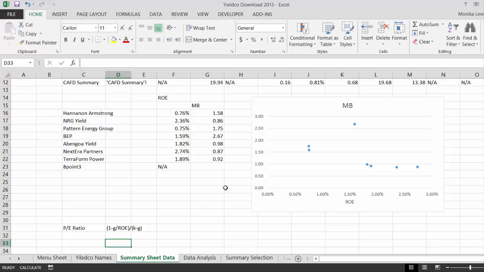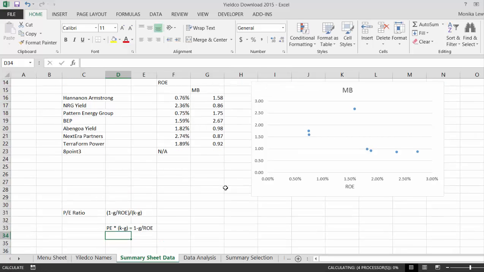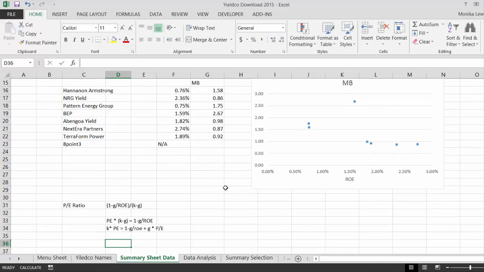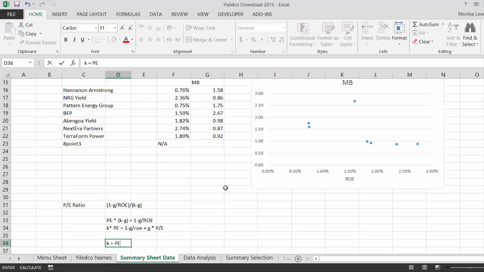Okay, and then if we rearrange that, we can say PE times (K minus G) equals (1 minus G) over ROE. And then we can subtract out, so K times PE equals (1 minus G) over ROE plus G times PE. So then we can put K equals [(1 minus G) over ROE plus G times PE], whole thing divided by PE.